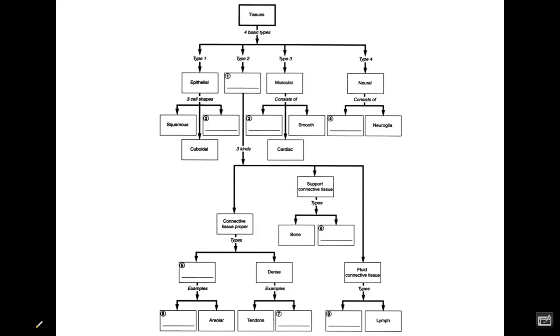Okay, so now we are looking at this concept map, and basically what this is going to do is tie together all of the different concepts of tissues that we discussed. So as you can see, starting at the top, we have tissues that are in 4 basic types. Type 1 is epithelial, type 2 with number 1 is blank, type 3 is muscular, and type 4 is neural. So in number 1, we would put connective.